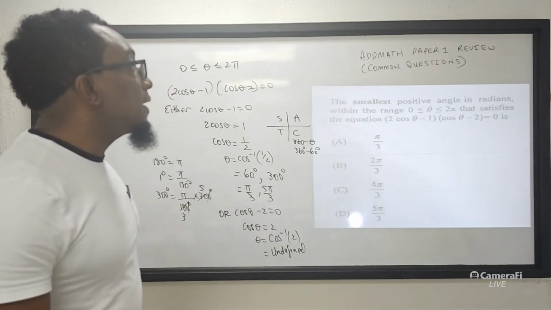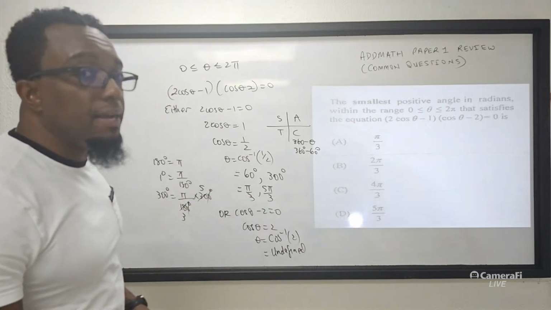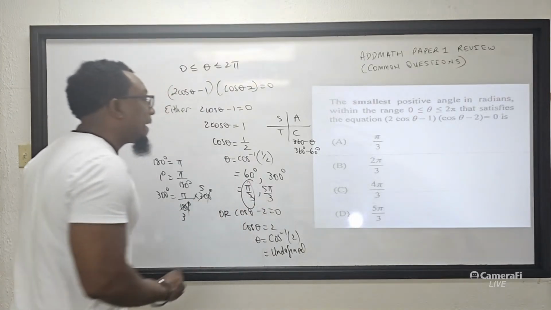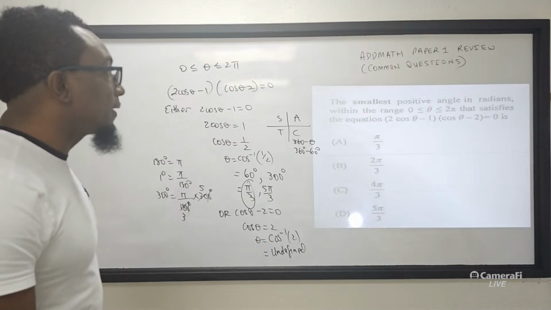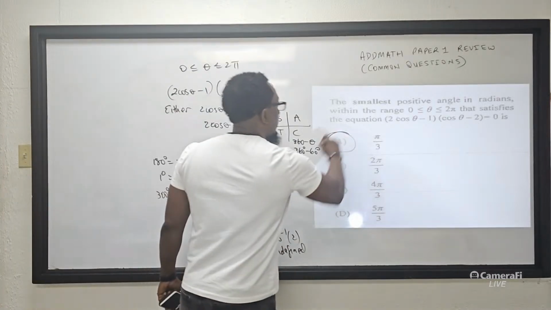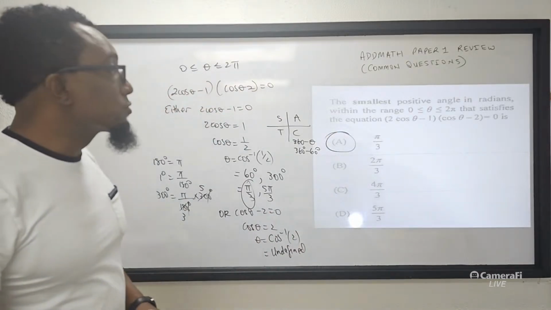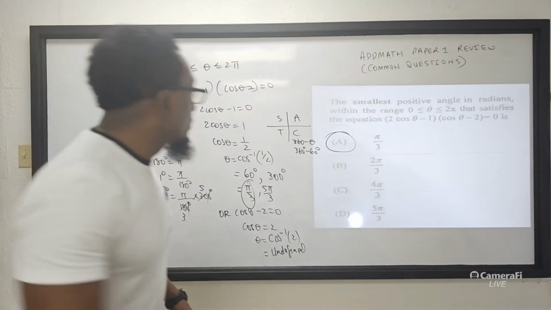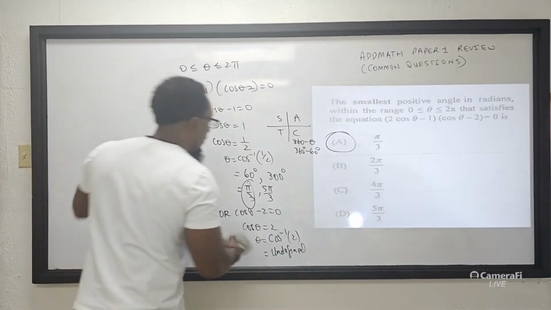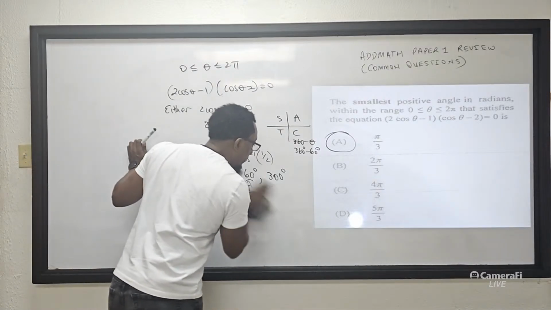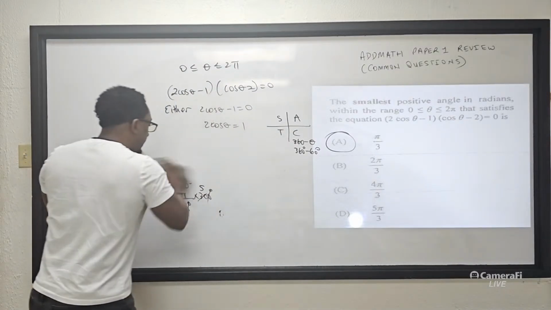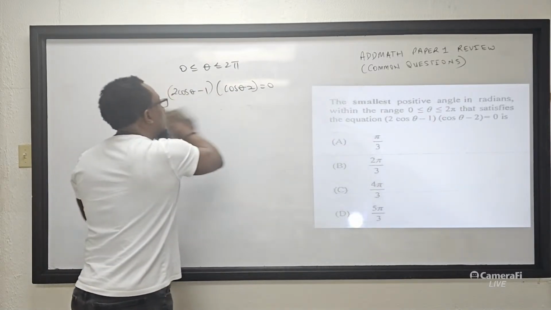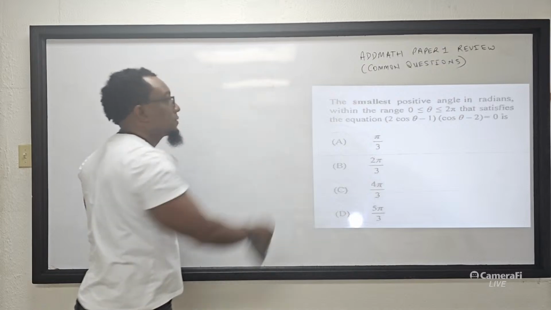But whenever they ask us for the smallest positive angle, the smallest positive angle here will be pi over 3. So the answer is A, which is pi over 3. That's the smallest positive angle. Okay, so let's look at the next. With trig equations and trig questions, get familiar with the common questions that we can see.